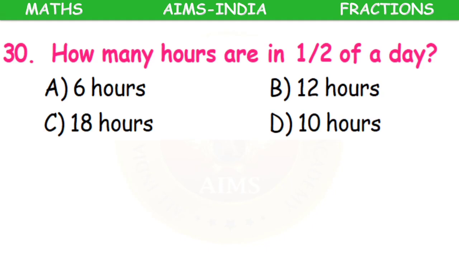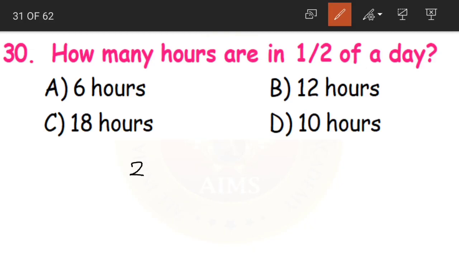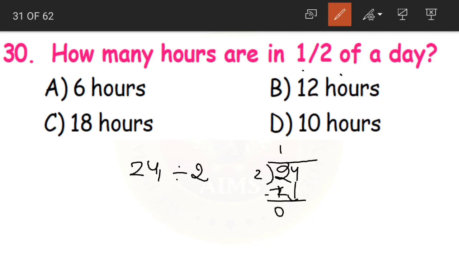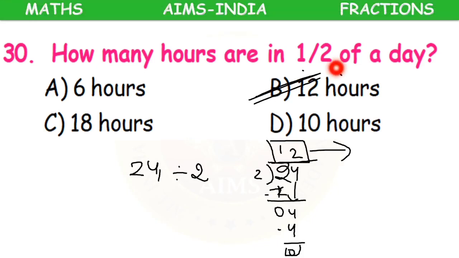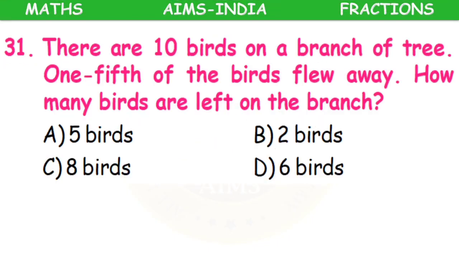How many hours are there in 1/2 of a day? See, in a day we have how many hours, children? 24 hours. Now 1/2 means what did I say? We have to divide it by 2. 24 divided by 2. 2 ones are 2. When we subtract, 0 is remaining. 4 brought down. 2 twos are 4. When we subtract, 0 is our remainder. So what is the answer? The quotient here is 12. So the correct answer is option B, 12 hours. Half of a day means 12 hours.